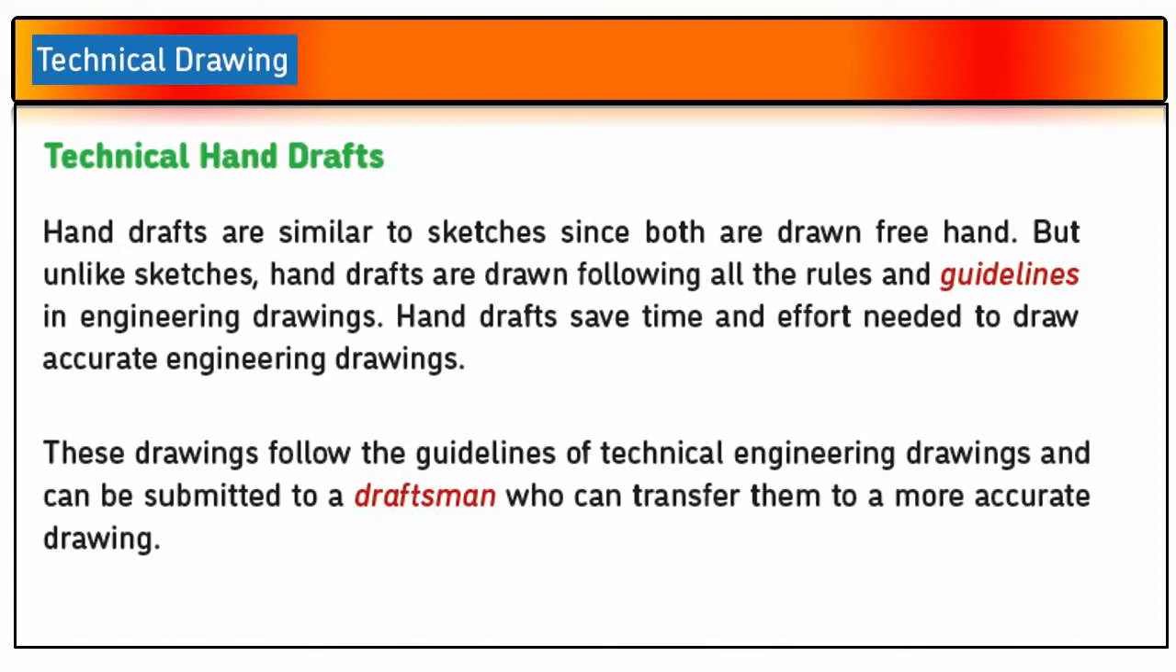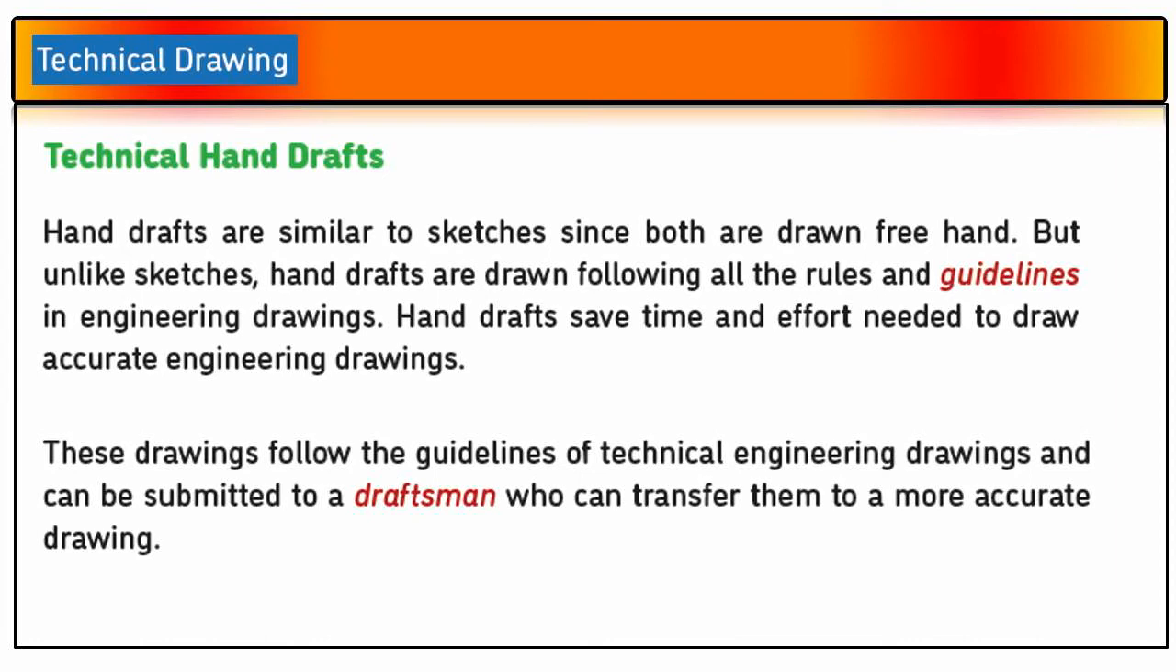The second stage of the technical drawing is the technical hand drafts. As it says in the name, hand drafts are done by hand. Same thing for the previous one, technical sketches. But unlike the sketches, hand drafts are drawn following rules and guidelines for the engineering stage. Hand drafts can save time and effort needed to draw accurate engineering drawings. These drawings can then be submitted to somebody called a draftsman who can transfer them into more accurate drawings.